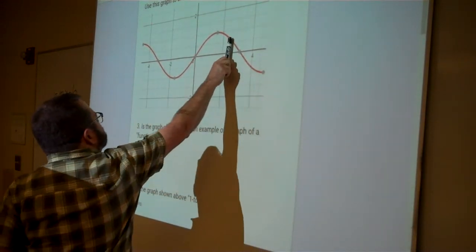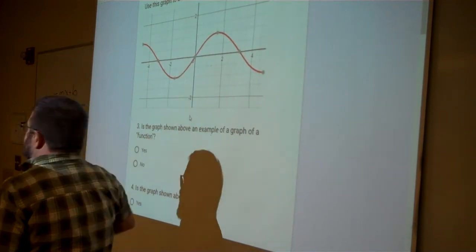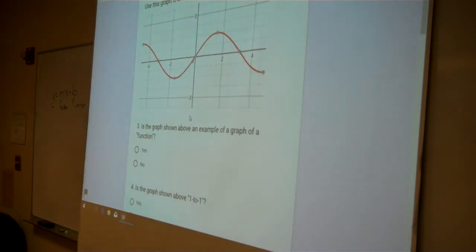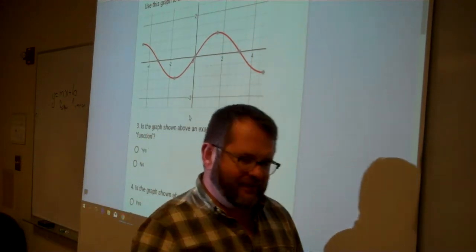That means no matter where you draw a vertical line on it, you cross the function no more than once. It can be 0, that's okay, but it can't be more than once. So yes, that's good. Okay, great.